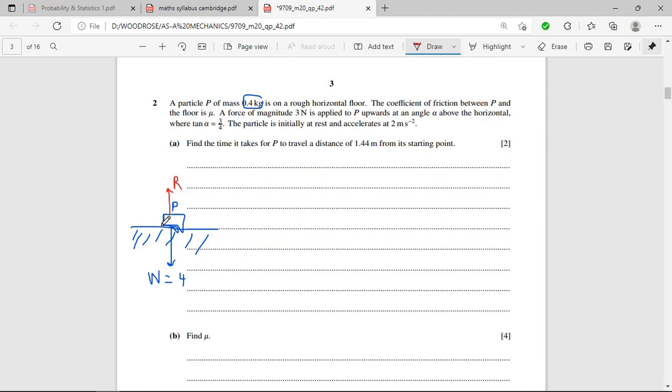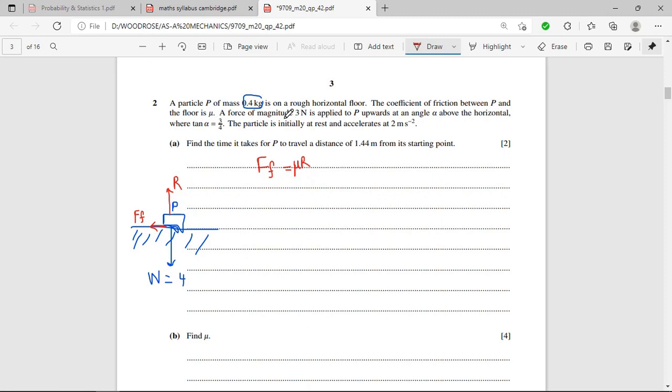Then it is said the coefficient of friction between P and the floor is mu. So in this case, there is frictional force. If the body is moving in this direction, our frictional force will be in this direction. And you know your frictional force. What is frictional force? The formula for frictional force is equal to mu R, the coefficient of friction times R. That is our frictional force, right?